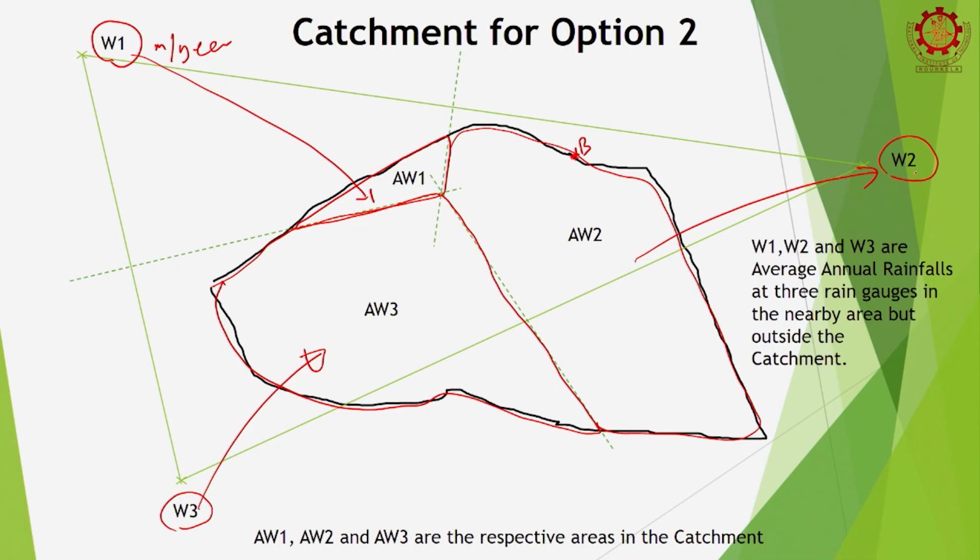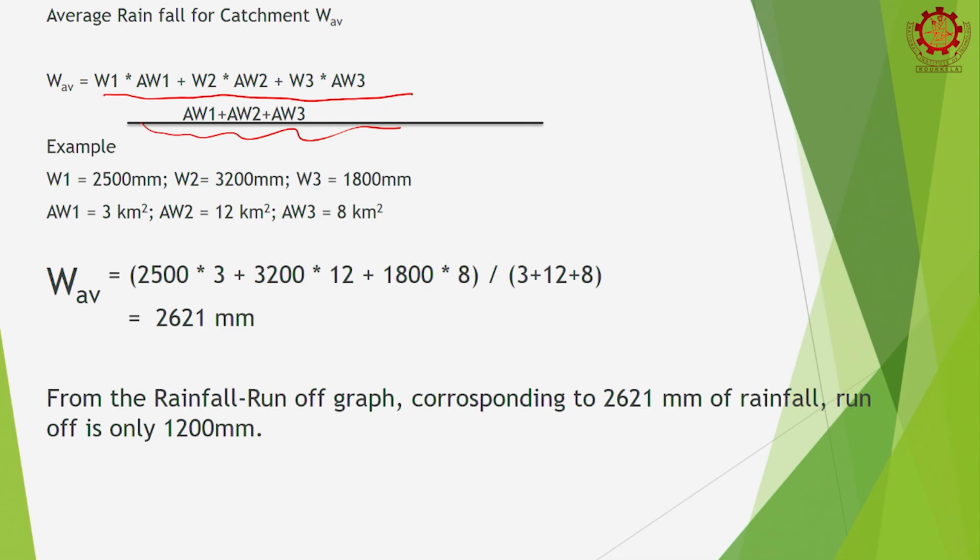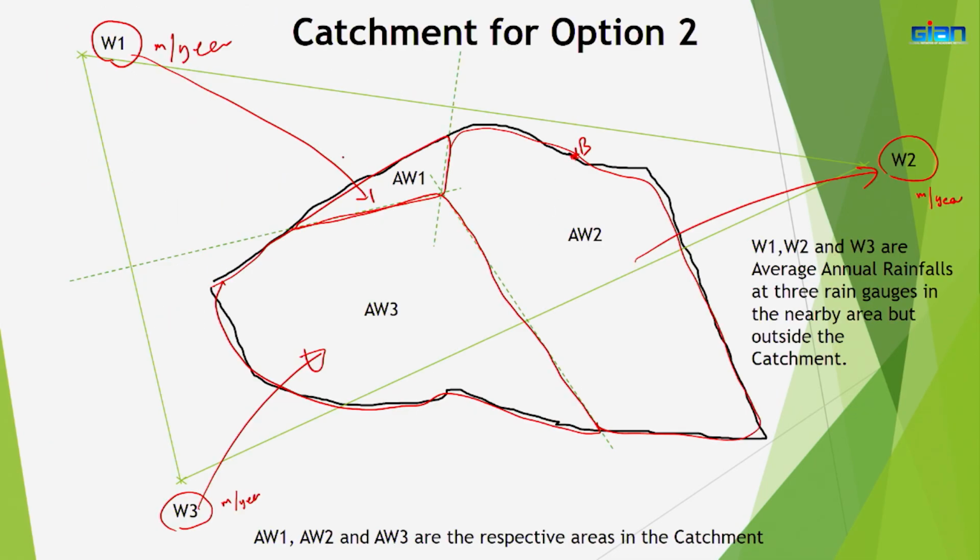Here the rain gauge weather station 2, it is let us say W2 meters per year. Here W3 meters per year, that is the average annual rainfall, right. So, I have got that information, and therefore, I can calculate the average rainfall for my entire catchment. For example, this is one way of doing it.